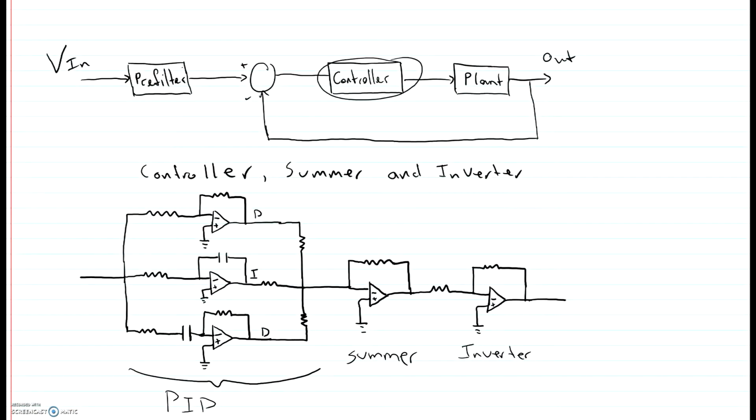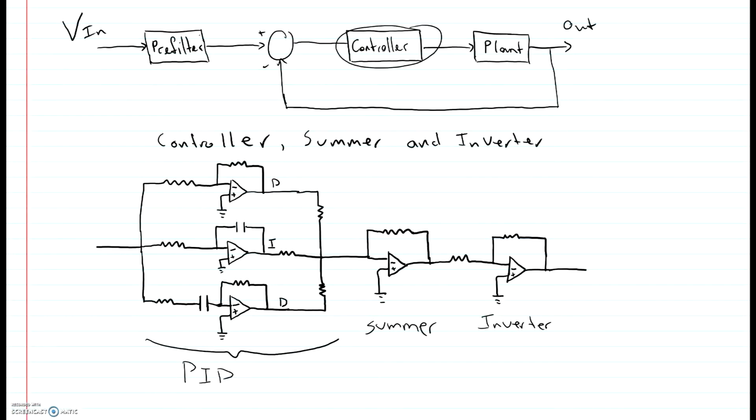The next part is the controller, the summer, and the inverter. In this case, we have a PID controller. We need a summer and an inverter. The summer circuit just gets the outputs from the PID circuits and adds them. The output from the PID circuit is inverted, therefore we need to invert once again.